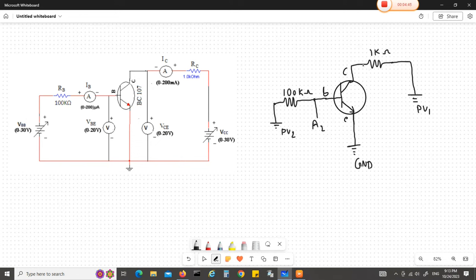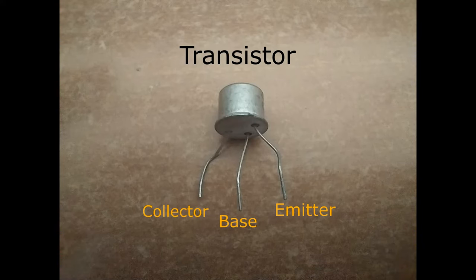So I need to connect A1 between the collector and the resistor, so that it reads the voltage across the 1 kilo ohm resistor. If I connect A1 at the PV1 side, it will read the supply voltage. That's why I am connecting A1 to the collector end. This is the circuit diagram for the expEyes kit. This is a transistor. It has 3 legs: emitter, base and collector. Close to the notch is the emitter, the middle one is base, then the collector.